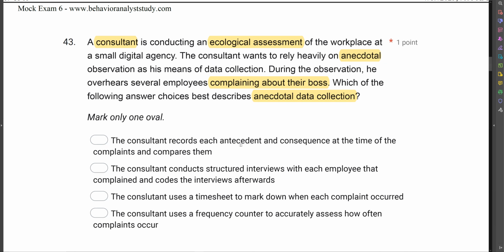A, the consultant records each antecedent and consequence at the time of the complaints and compares them. Remember, anecdotal data is the person's opinion or story of what happened. The consultant is not sitting there taking ABC data on the complaints. He wants anecdotes. B, the consultant conducts structured interviews with each employee that complained and codes the interviews afterwards.